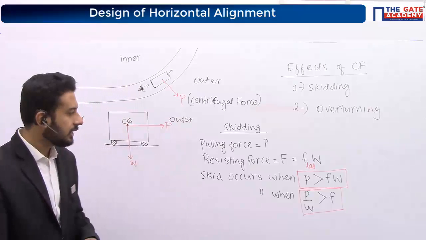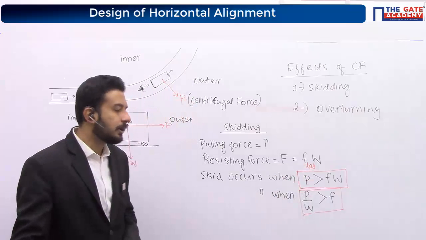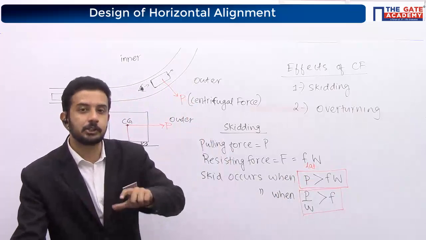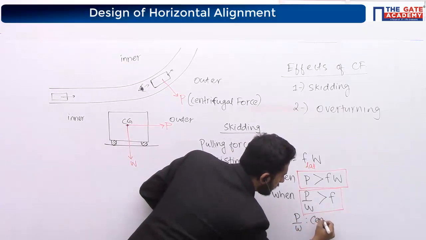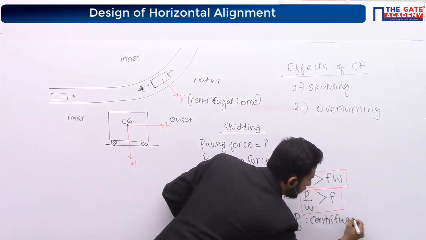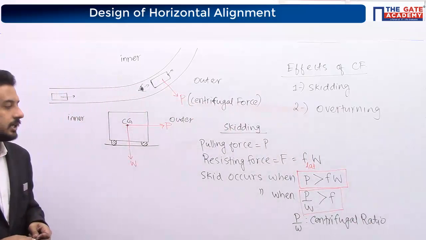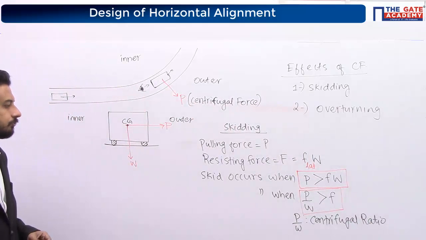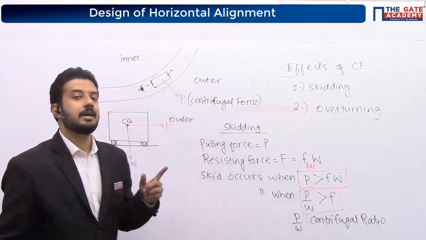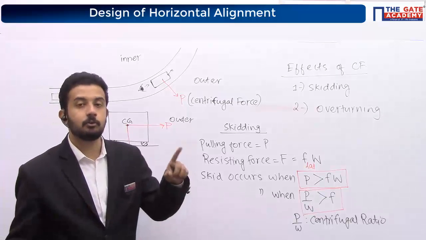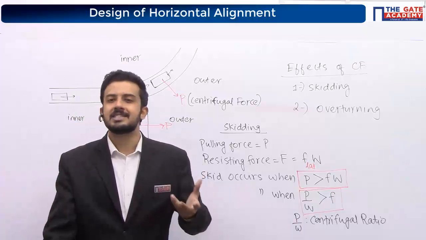So note that down also. In case they want to ask a 1 mark question, instead of simply asking about P, they can ask about the centrifugal ratio, not the centrifugal force. What is the centrifugal ratio? The ratio of centrifugal force to the weight of the vehicle. So note down that skid occurs when the centrifugal ratio is more than the coefficient of lateral friction, or coefficient of side friction.